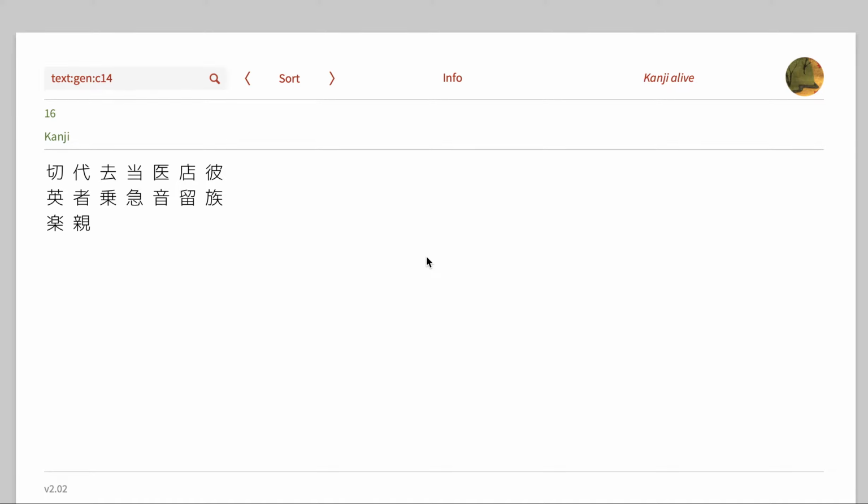Welcome to Genki 2, Lesson 14, Kanji. I'm using the Kanji Alive app, which you can find online at app.kanjialive.com. It's a big website with all kinds of kanji. But today we are going to look at the kanji from Lesson 14 in Genki, in the order in which they're introduced in Genki.